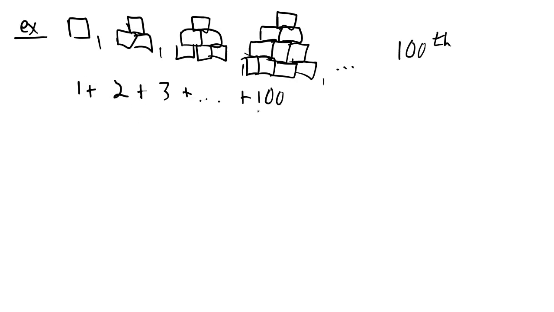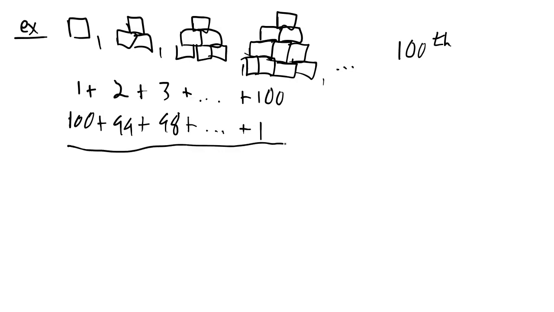He said, well, if we have this, what if I flip it? So he flips it, he starts with 100, and then he says, this is the same as if we start with 100 and keep subtracting all our way down to 1. What happens if I add those? Well, this is going to become 101 plus 101 plus 101 all the way over to here.